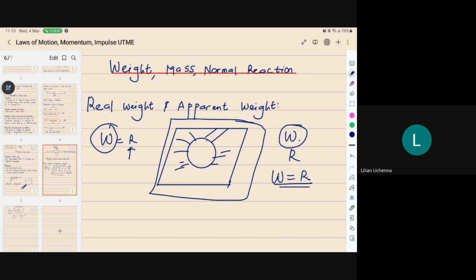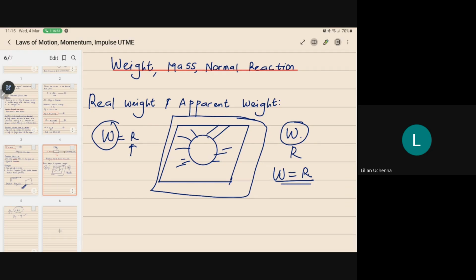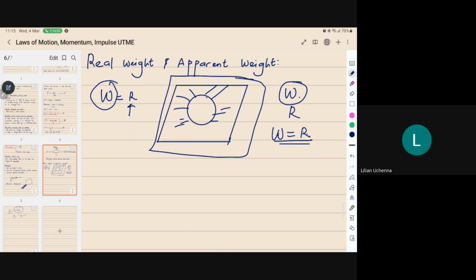So now, what I was saying was something in terms of the movement.